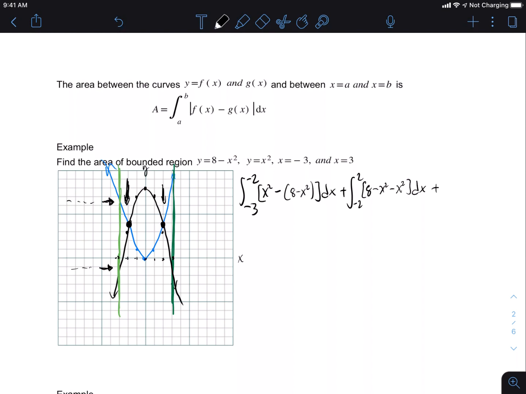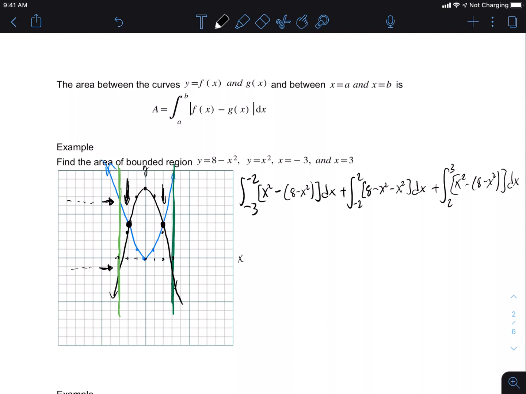Plus, what's my next integral? From 2 to 3. And now what's on top? X squared. So again, it's the same as the first one, right? Is everyone okay with this? Yes. All right, cool. And now we've got to integrate all of this. Terrible.